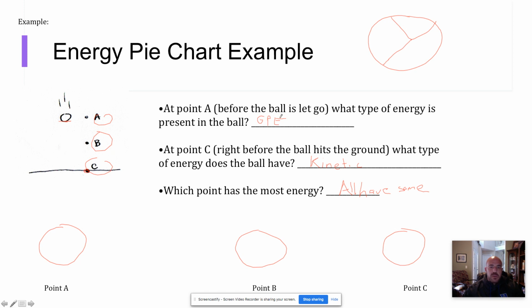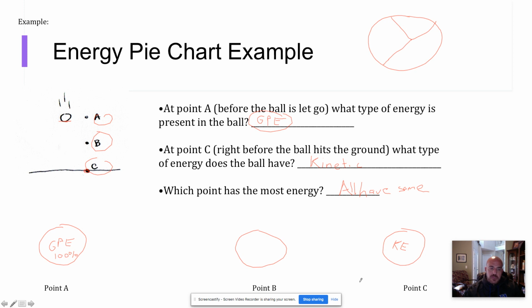Starting at point A, we said the whole thing is gravitational potential energy. So all I do is write GPE, and that could be enough. A lot of students want to put the percentage and put 100%, but the pie chart itself would be enough because it shows the whole thing is GPE. Since we already answered C, I'm going to skip B for a second. At point C, it says it's all kinetic. So I just put kinetic energy, or KE, and that's it.